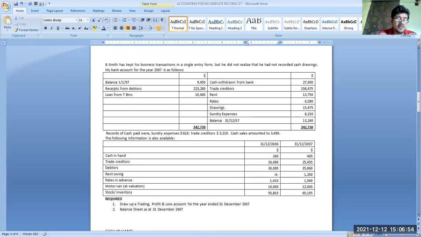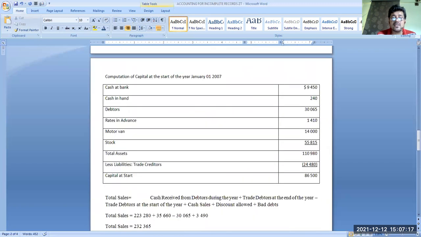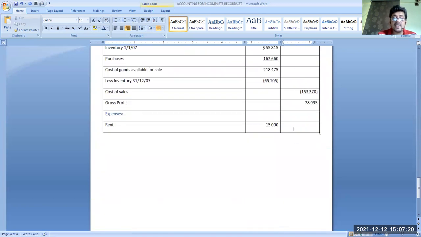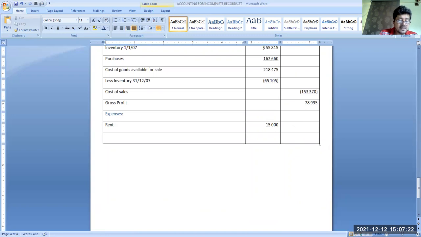After rent, rates 6,500. We paid 6,500 during the year, but rates are given as prepaid at the start of the year and at the end of the year. In case of prepaid expenses, what we do is, prepaid rates at the start of the year, 1,410, are added, and prepaid rates at the end of the year, 1,560, are deducted. So we get 6,350, our rates expense. Getting my point here?